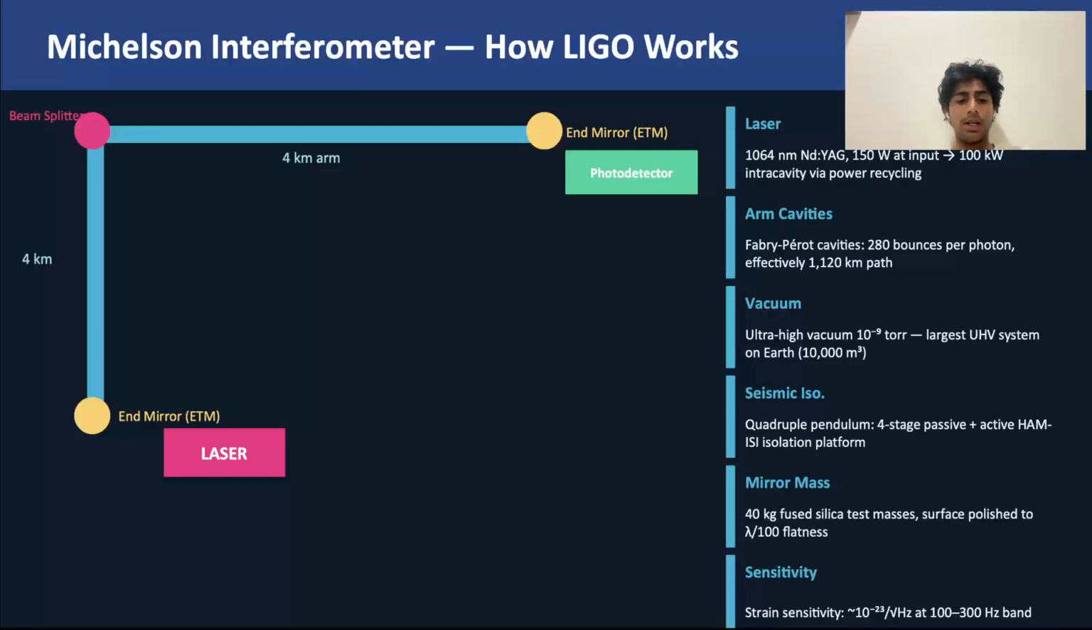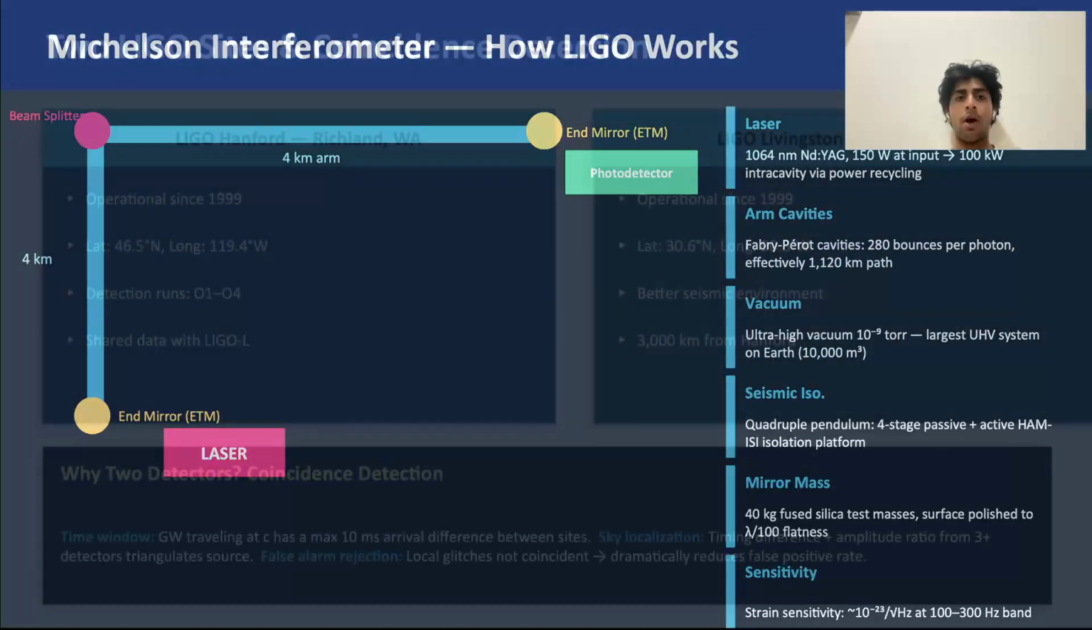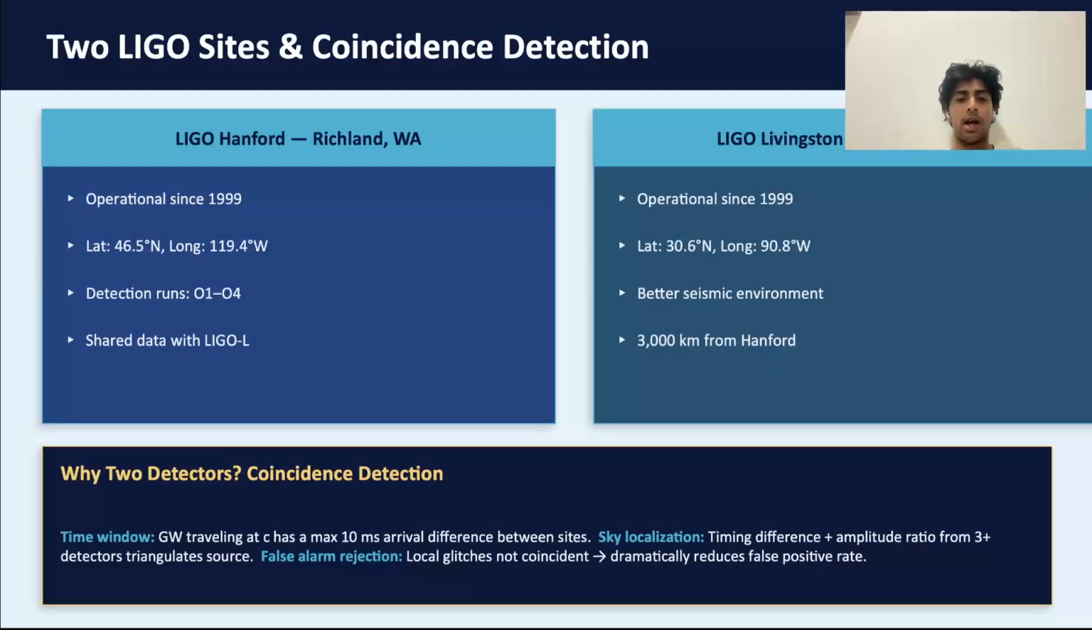Now we'll understand the two LIGO sites and how the coincidence detection occurs. LIGO is actually two detectors. It's Hanford in Washington and Livingston in Louisiana, which are 3,000 kilometers apart. And that's not an accident, it's a whole strategy.